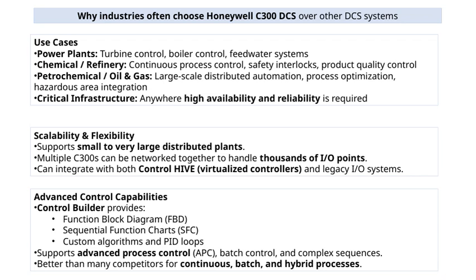So, why do industries often choose the Honeywell C300 DCS over other systems? It's because it combines robust scalability, advanced control features, and proven reliability, making it a trusted choice for critical and complex applications across various industries.